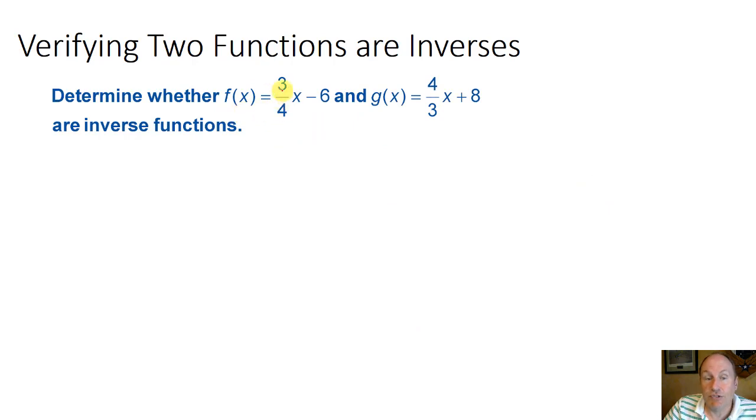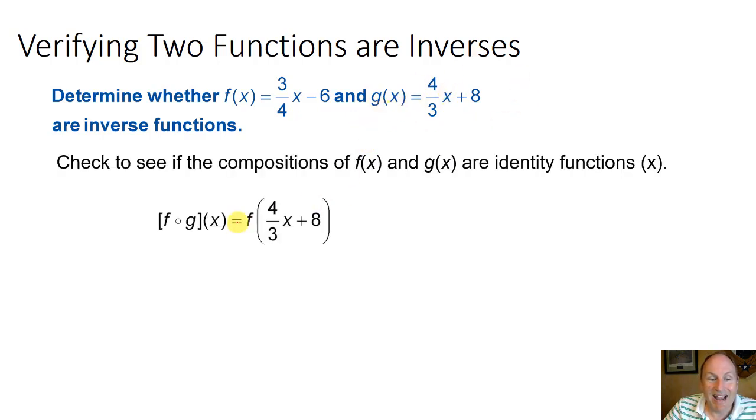Let's look at f of x equals 3/4 x minus 6 and g of x equals 4/3 x plus 8. Let's say that's the answer you got for the inverse, and we want to verify it. We're going to look first at f of g of x. That means g becomes the input into f, if you recall from the compositions of functions screencast. So it's f of 4/3 x plus 8. Everywhere we see an x in f of x equals 3/4 x minus 6, we're going to put in 4/3 x plus 8.